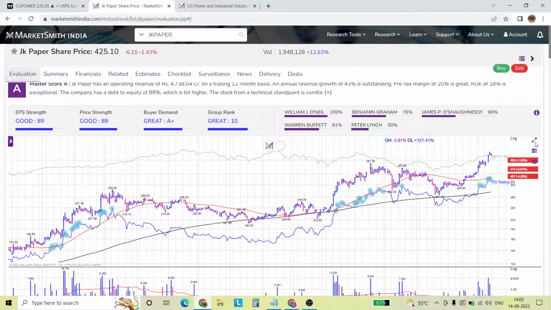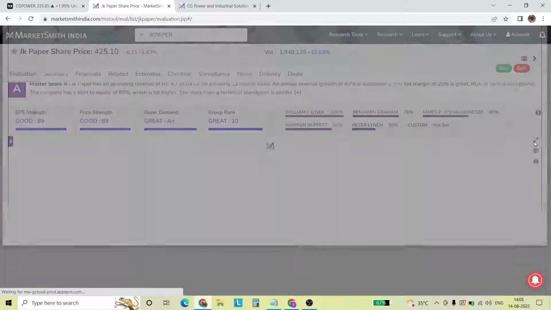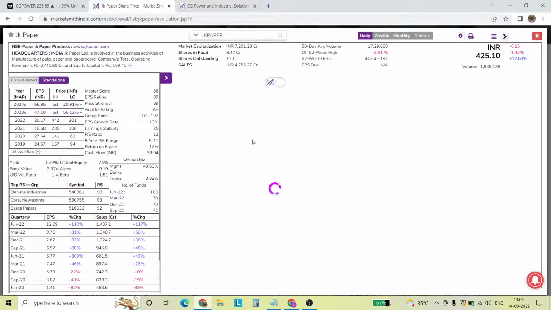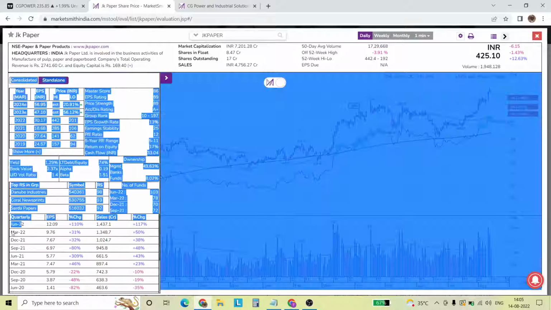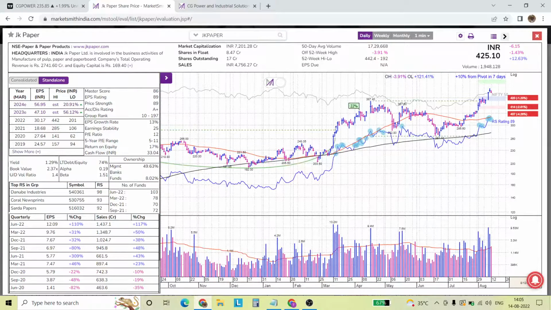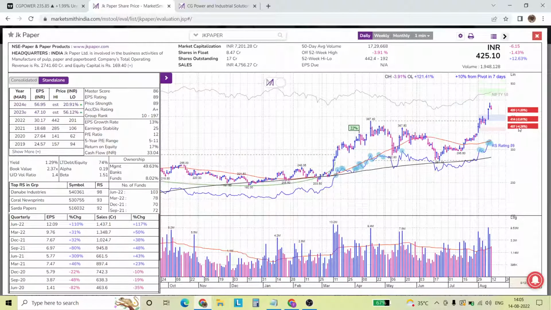I'm going to open it in full screen, and this is beautiful guys, this is what I love about MarketSmith. It shows me the chart, volume, relative strength, everything, and it shows me the numbers right on the left hand side. It's so simple, it's a great tool, a superb tool. Now here I'll be looking at the chart to see if there is any base and then tightness. There was tightness but it's broken out, so it's no use for me anymore.